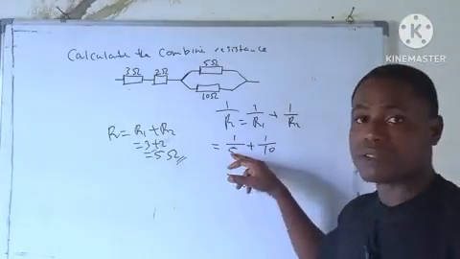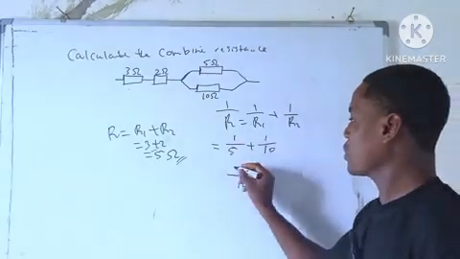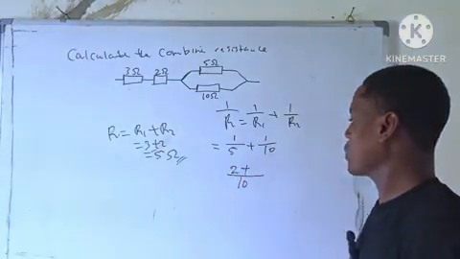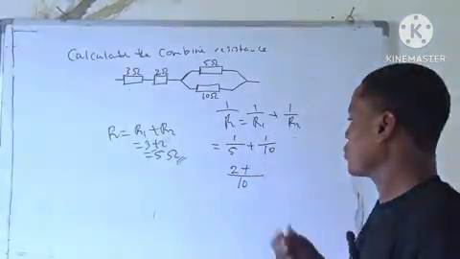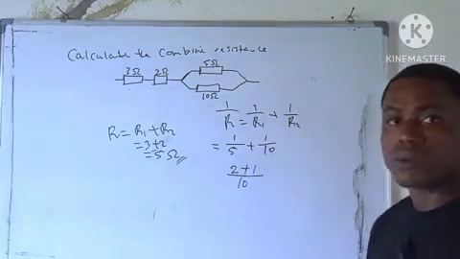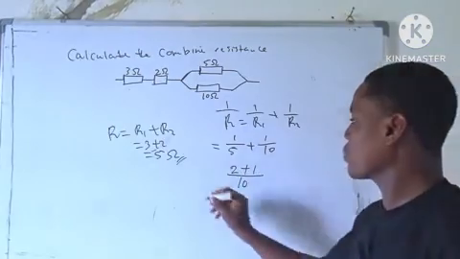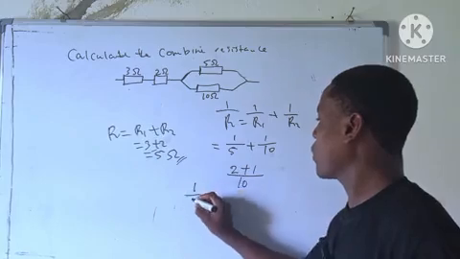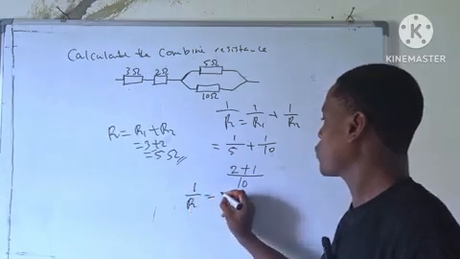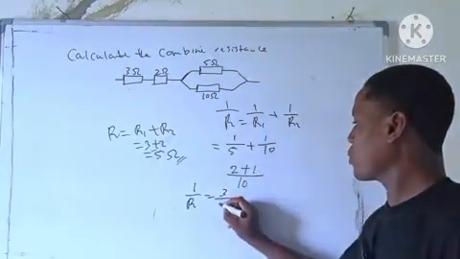10 divided by 5 is what? Is 2. Then 2 times 1 is 2, plus. Then 10 divided by 10 is what? Is 1. 1 times 1 gives us 1, right? Then 2 plus 1 is what? So we have 1 all over R equal to 3, 2 plus 1 is 3, all over 10.